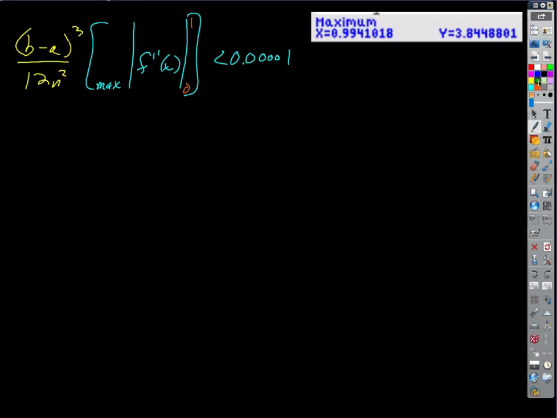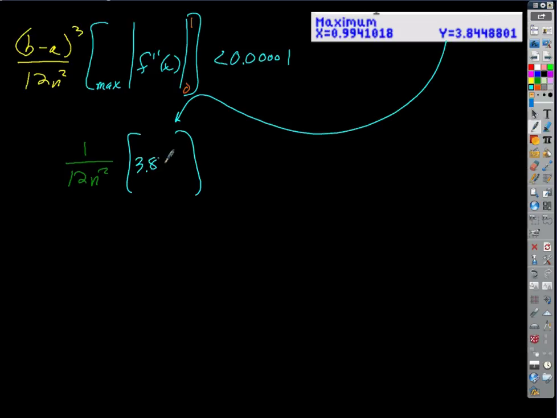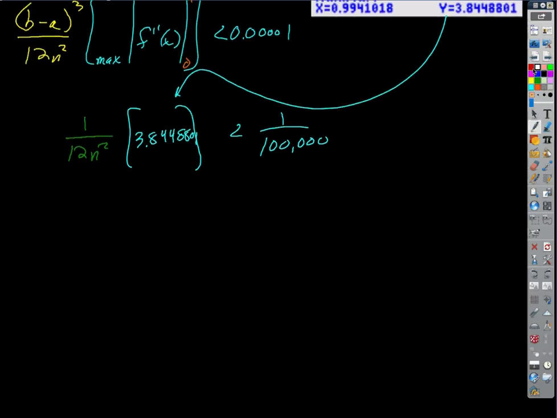Now, a is 0, b is 1, right? So we get 1 cubed. So 1 over 12n squared times that is less than 1/100,000th. So then I would just flip both sides, and we'd get 12n squared over 3.8 and so on is greater than 100,000. Just multiply 100,000 times that, divide it by 12, and square root it, and I'm going to get some answer. What's my answer?